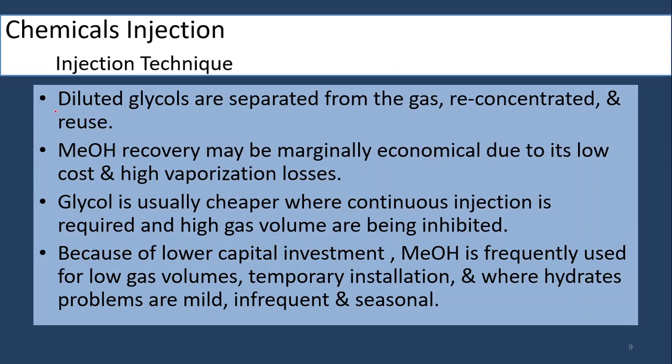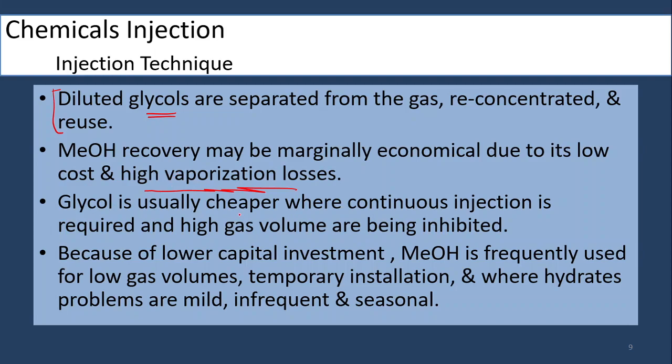Now come to the glycol aspects. The diluted glycols are separated from the gas, reconcentrated and reused. This is one of the benefits, that you can recycle the glycol again and again. It means there is little loss of glycol when you use it in the natural gas, because you are recovering the glycol and separating it from the natural gas. But methanol recovery may be only marginally economical due to its low cost and high vaporization losses. That is a problem, because since it vaporizes in the natural gas, it is very difficult to recover all the methanol from the natural gas. So economically there are more losses with methanol as compared to glycols.